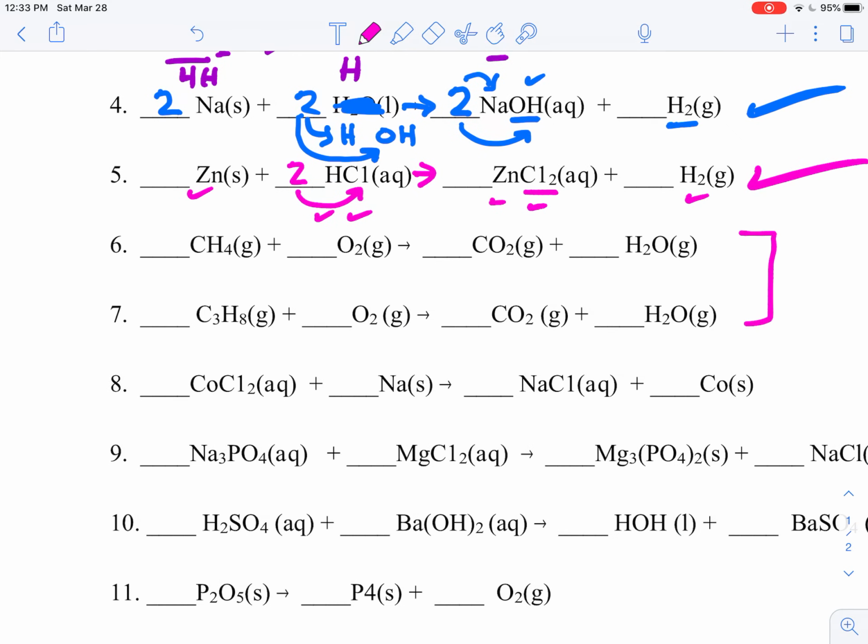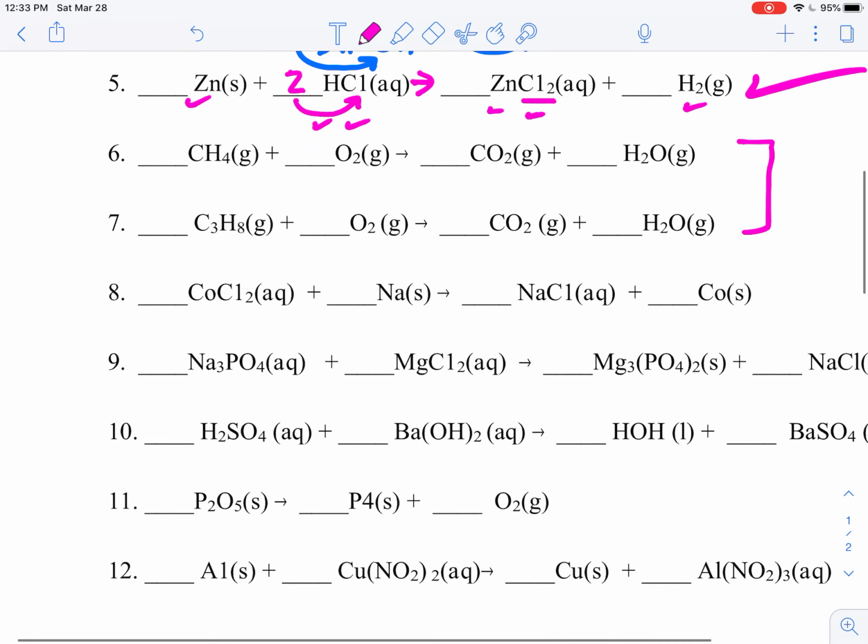I'm going to skip the hydrocarbons for today because I'd like to work on that after you've got the hang of the other types of equations, because there is a special rule for balancing hydrocarbons.